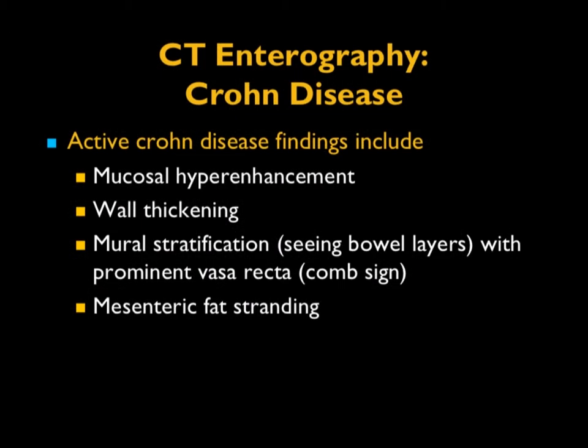And so when you look at Crohn's disease activity, not just the history of Crohn's, mucosal hyperenhancement, wall thickening, mural stratification, or seeing the multiple layers with a prominent vasa recta, which is called a comb sign, and mesenteric fat stranding, help you recognize that you're dealing with active disease.